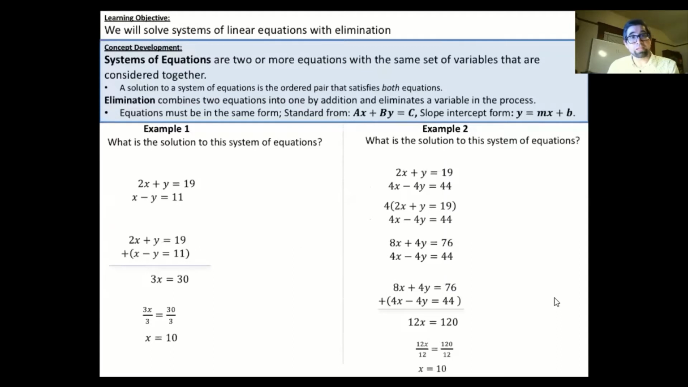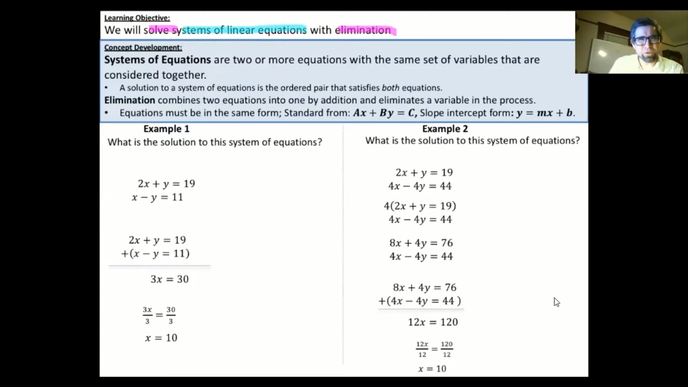All right, let's start. We will solve systems of equations with elimination. Solve means we're going to be looking for a solution. We're going to be finding the point that satisfies both equations, and we're going to use the skill of elimination to do that. Our concept for this lesson is systems of linear equations. We've talked about these a lot before.